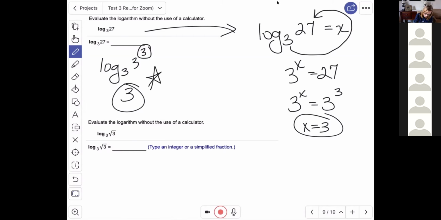And there's another one. This was the next one on the assignment. It's very similar.